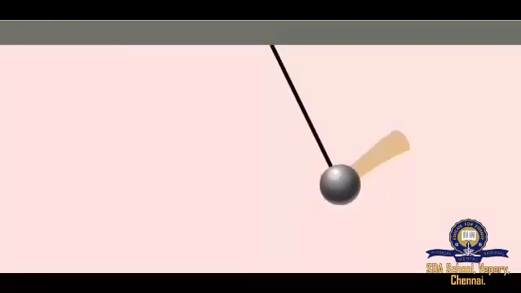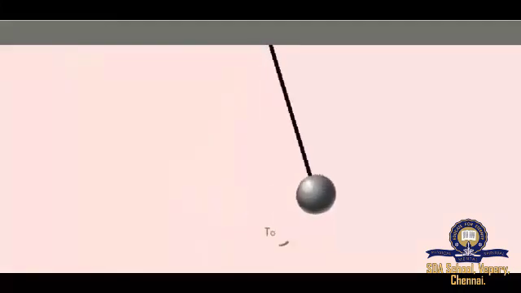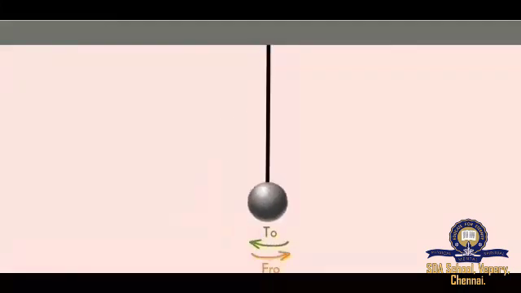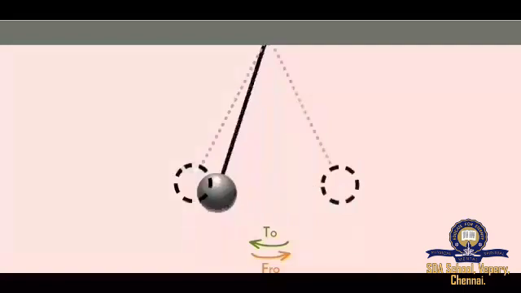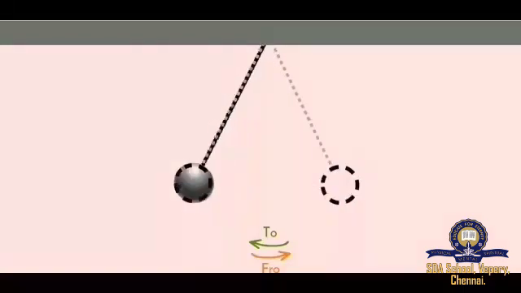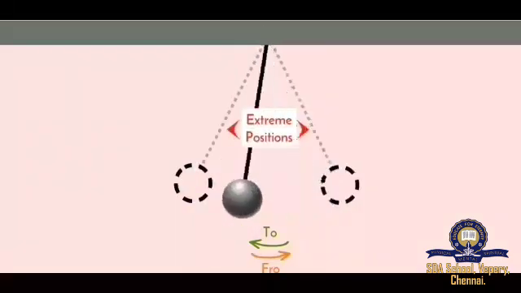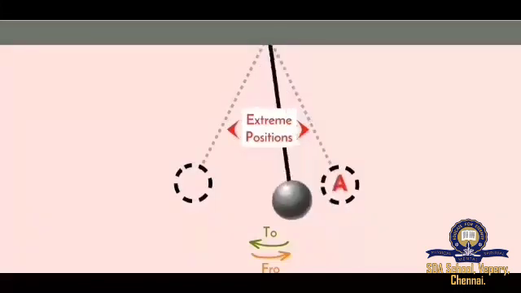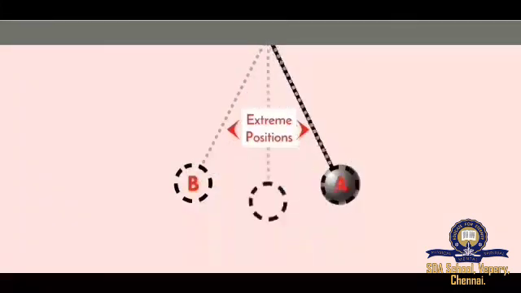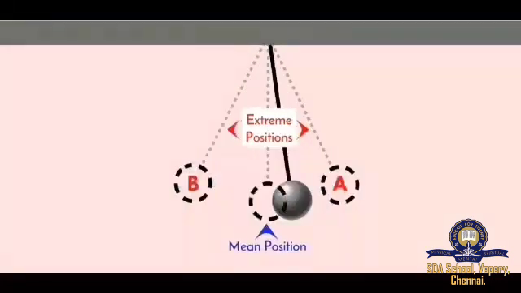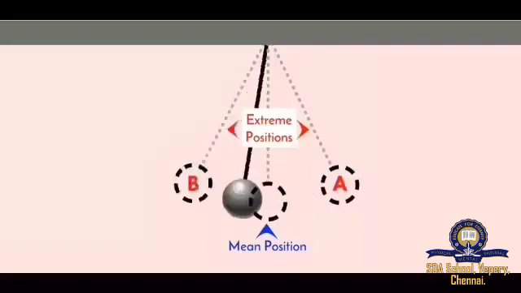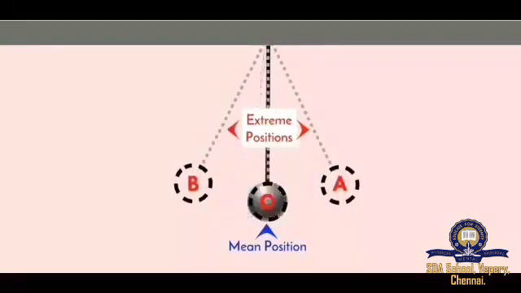When the bob is taken to one side and released, it starts moving to and fro. During motion, there are two positions where the bob stops and changes its direction. These positions are called extreme positions of the pendulum. Let's denote them by A and B. There is a moderate position between the two extreme positions. It is called the mean position of the pendulum. Let's denote it by O. When the bob is at rest, it is at its mean position, that is O.